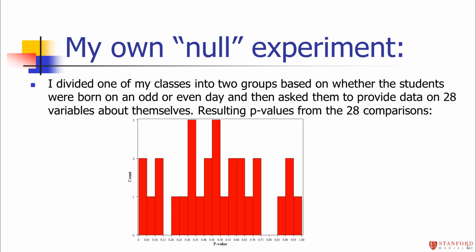And I put those p-values from all those tests in a histogram so we can see what the distribution of p-values looks like here. Again, we know the null hypothesis to be true because I don't think being born on an odd or an even day affects any of the variables I asked them about. So what do you see here? This is the histogram for p-values. I did 28 tests, and I'm showing you the counts on the y-axis. The p-values range from 0 to 1. It's a probability. It has to range from 0 to 1.